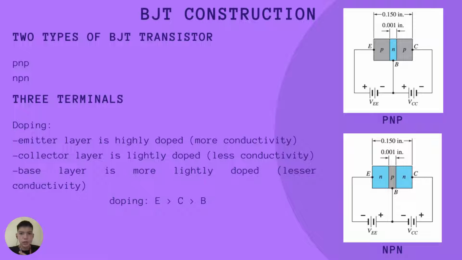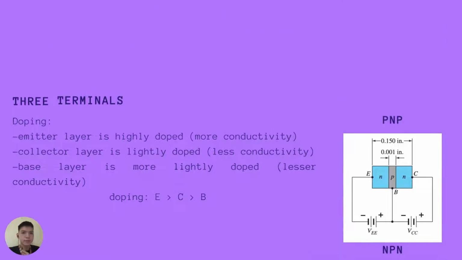So by connecting the base collector junction in reverse and base emitter junction in forward bias allows the flow of current. So based on the type of BJT, current entering through the base allows a current between the collector and emitter which is proportional to the base current. Therefore, BJT is also known as a current controlled current device.